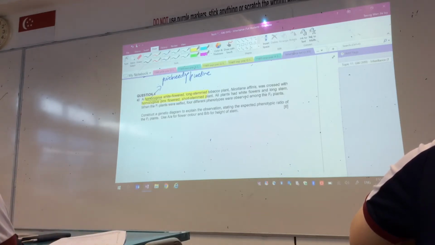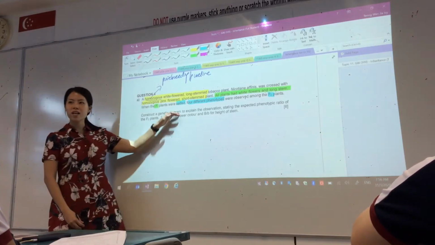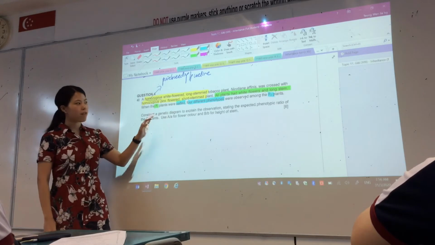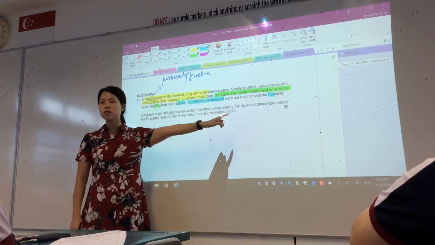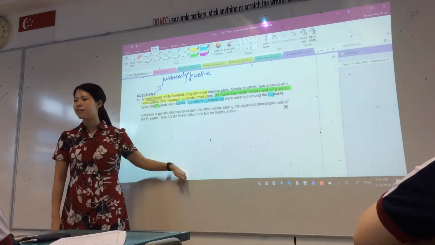the resultant progeny have white flowers and long stem, and this is basically the F1 plants, and the F1 plants were selfed to give you the F2 generation, and you see 4 different phenotypes. So the first thing you need to decide for your genetic diagram is where you should start from. Are you going to start from the F1 generation to show the F2, or are you going to start from the parental generation, then the F1, then the F2?